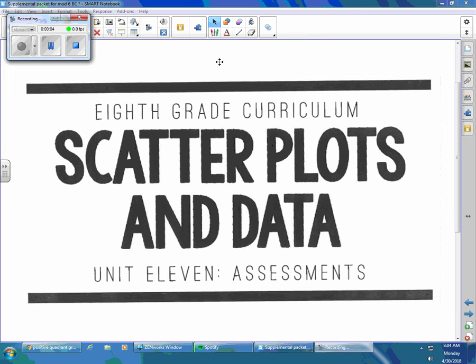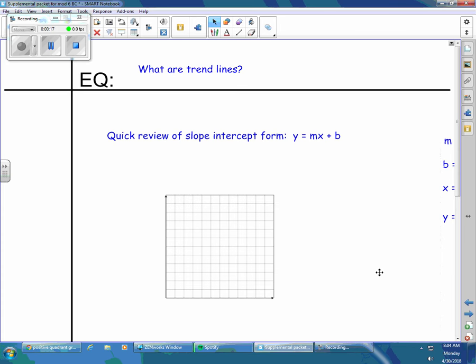You are in Module 6. This is Lesson 3. You're in the packet that has the front that says Scatter Plots and Data. So if you would, please open your packet to page 11 and prepare for a page of Cornell notes. Okay, so our essential question for this lesson is what are trend lines?